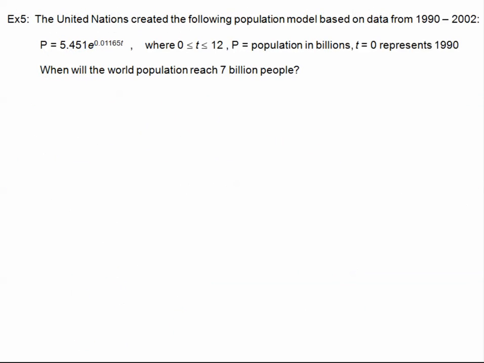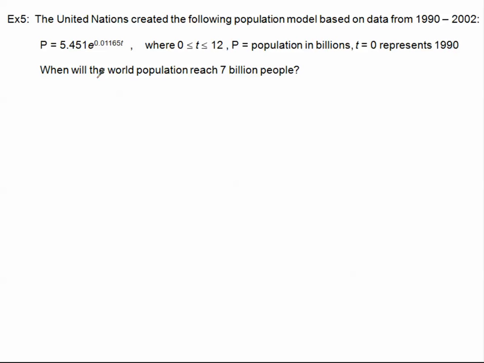Two more examples. Let's look at example 5. This is an example I pulled from the book. The United Nations created the following population model based on data from 1990 to 2002. Okay, so it might be some old data, but let's see what we've got. It says that the population is 5.451 times e to the, this big constant, and then t. t was between 0 and 12 because they took 12 years of data. The population is in billions, so P is measured in billions, and t equals 0 represents the year 1990. Okay, that makes sense.